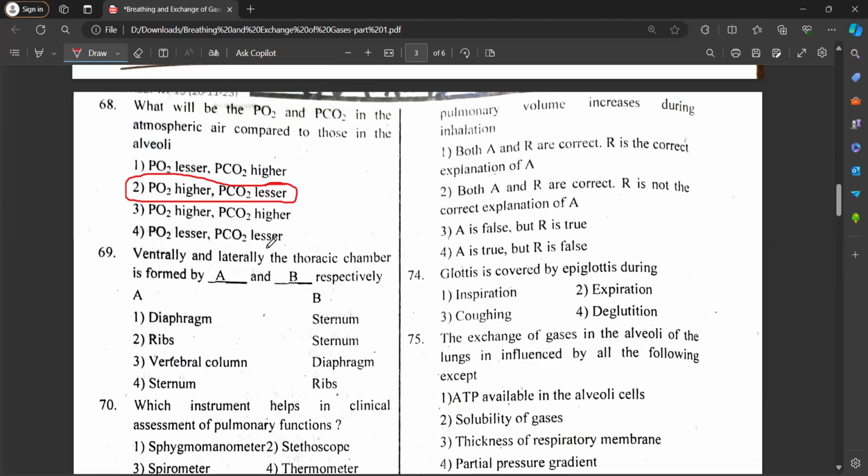Ventrally and laterally, the thoracic chamber is formed by, we know that ventrally is sternum. Yes, ventrally is sternum. Laterally is ribs. Therefore, the fourth option is the correct one. Ventrally and laterally, the thoracic chamber is formed by sternum and ribs respectively.